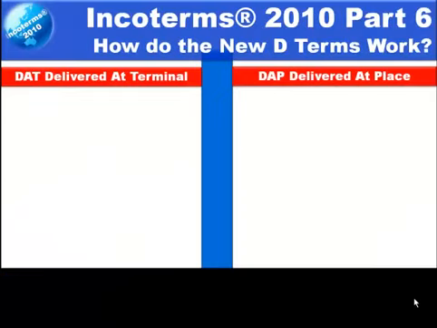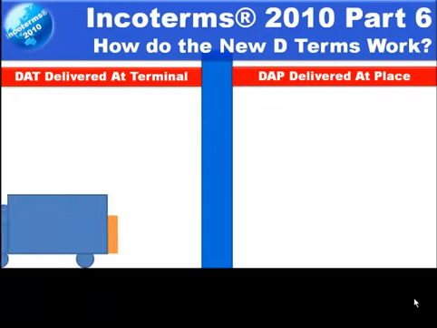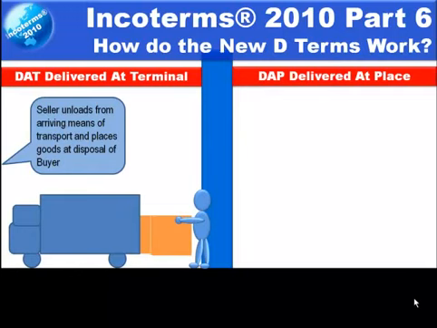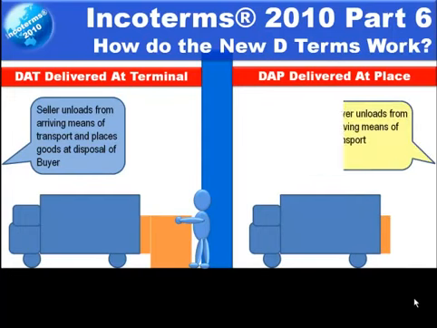So now let's compare DAT to DAP. The delivery point could actually, for both, be any place agreed to by both parties within the buyer's country. The main significant difference is that with DAT, the seller is required to unload the cargo at the agreed place, and with DAP, it is the buyer that is required to unload the goods there.